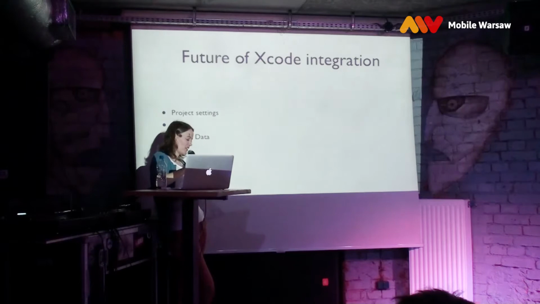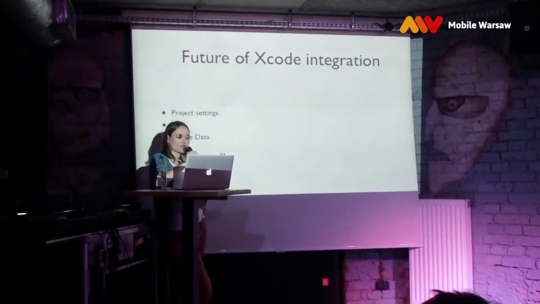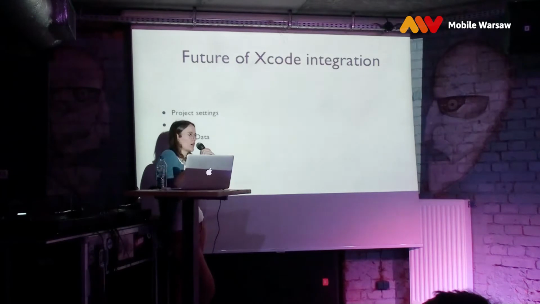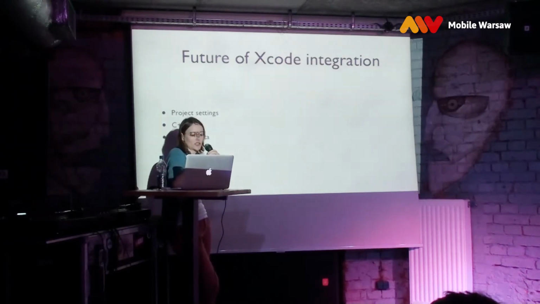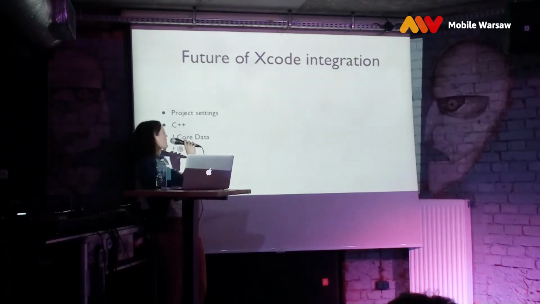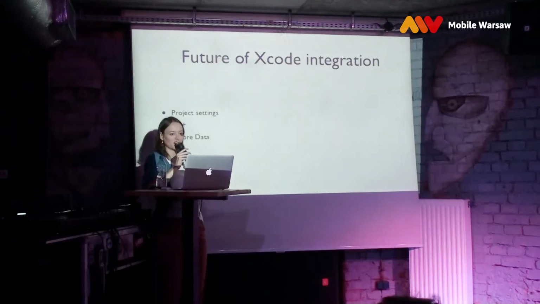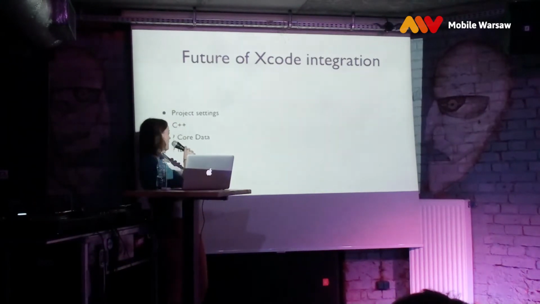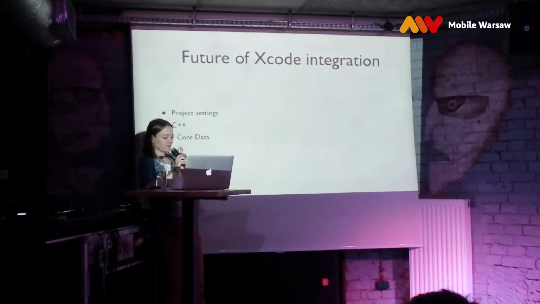So we're going to add more cool features for code generation, refactorings, and things like that for C++, for example, in the newest versions. We're thinking about adding a Core Data editor. I put a question mark here because we're thinking about it, and it's going to be there, but we're not sure when exactly. And the last thing is Interface Builder.